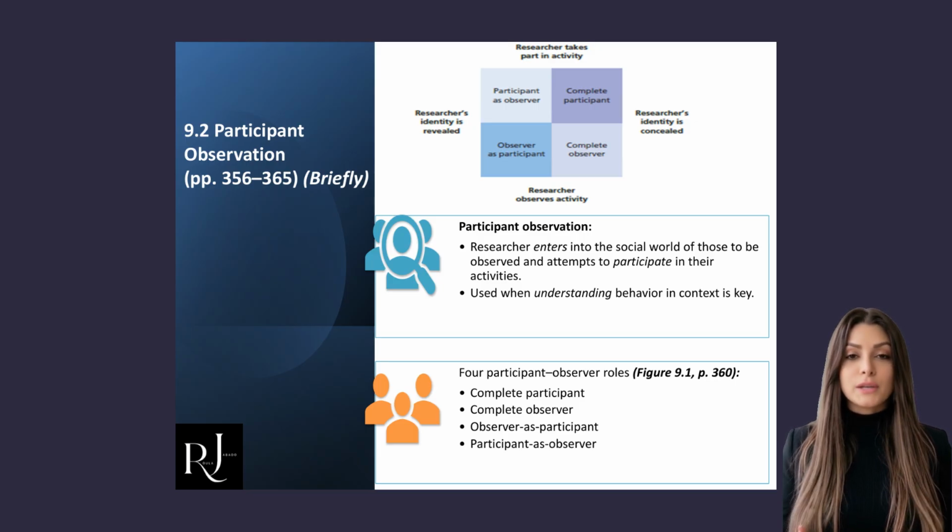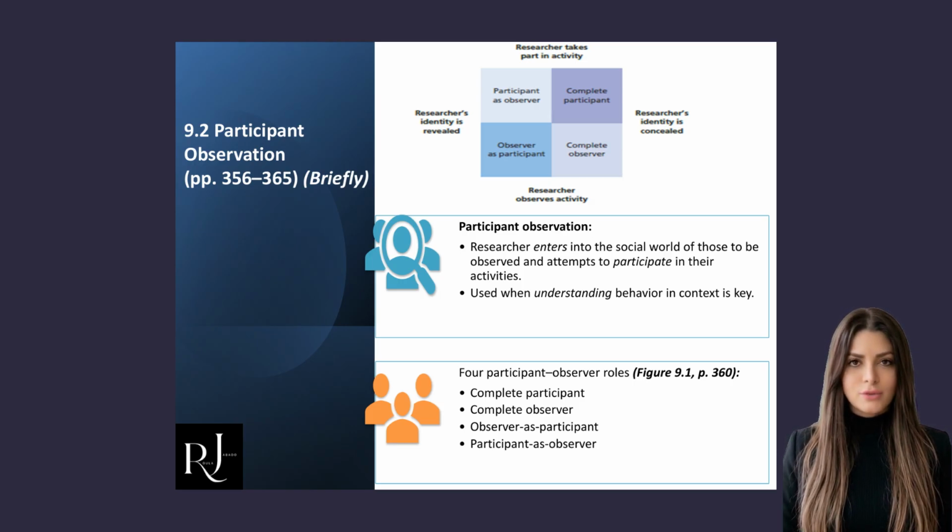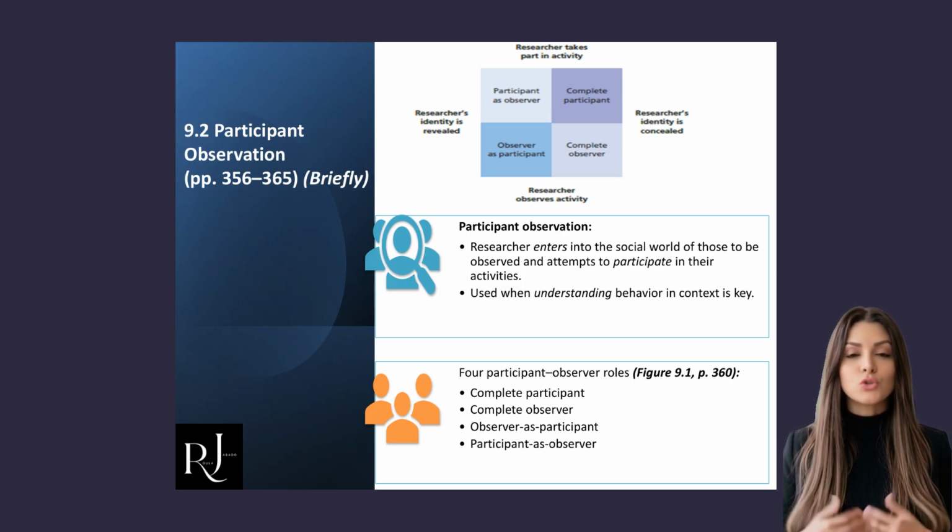As we see in figure 9.1 in your text, there are four distinct roles you might play, ranging from a complete participant whose identity is hidden to a participant as observer whose identity is fully revealed. The choice of role depends on how much you need to blend in versus how much you need to remain an objective outsider. This immersion allows you to capture the nuances of human interaction that are often lost in more rigid methods. It's about empathy as much as it is about evidence.